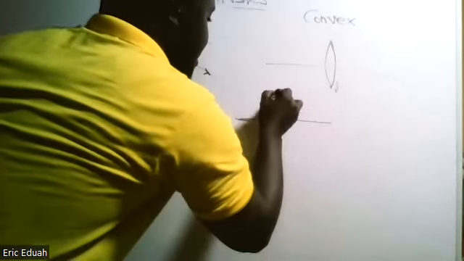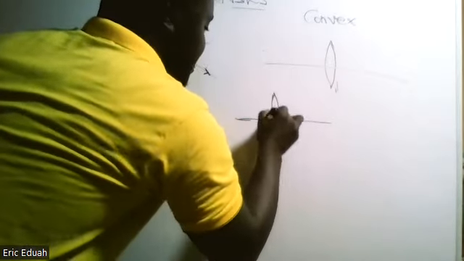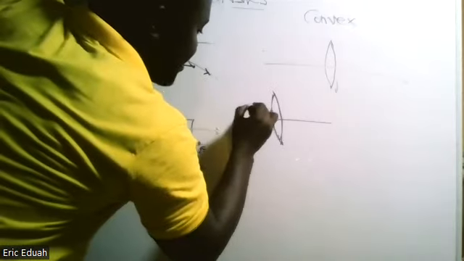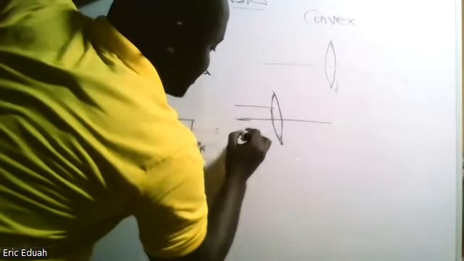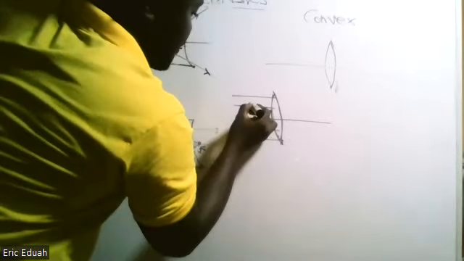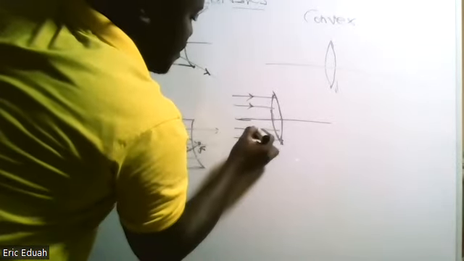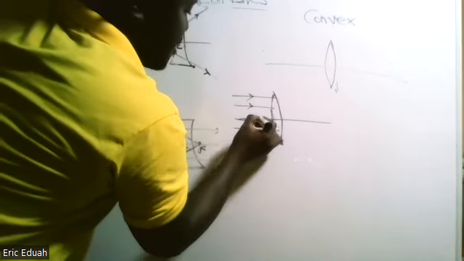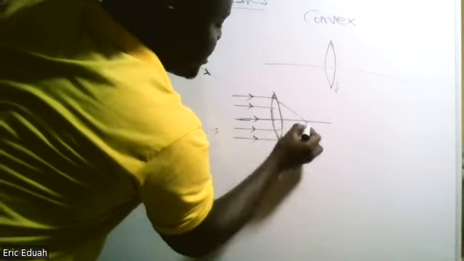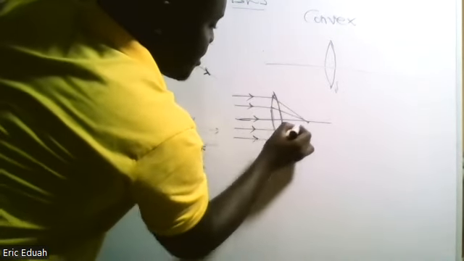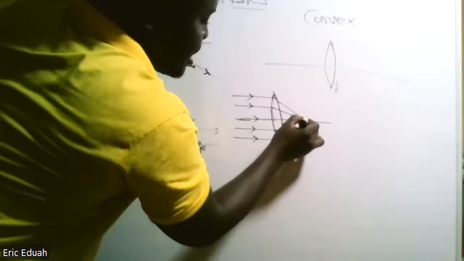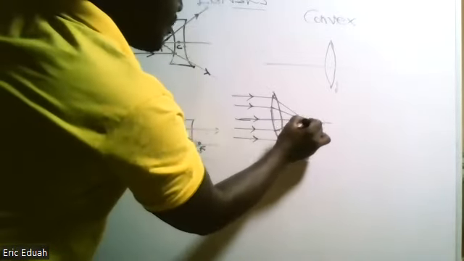So, convex lens. When the paraxial rays hit it, after refraction, they will converge at a point. They will actually converge at a point. So this one is real, F.